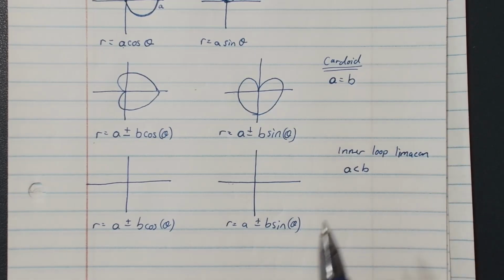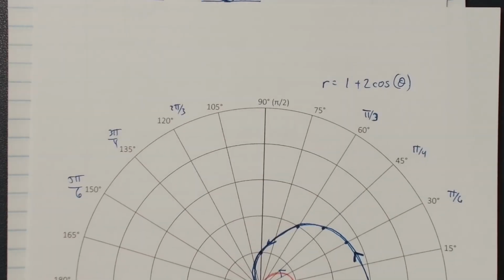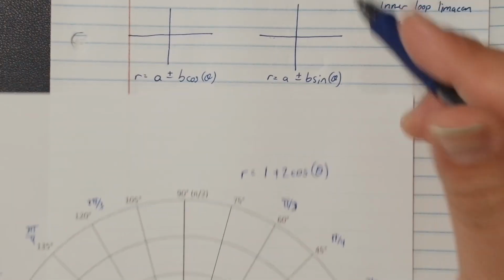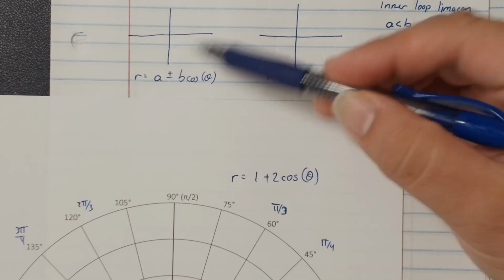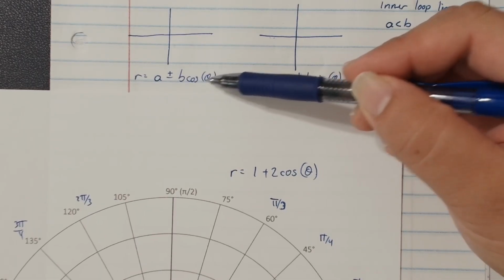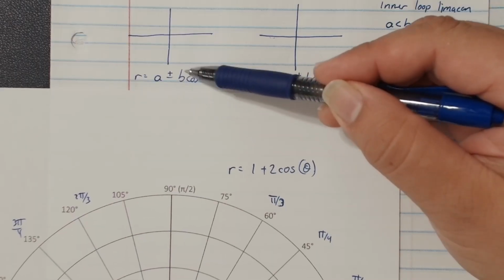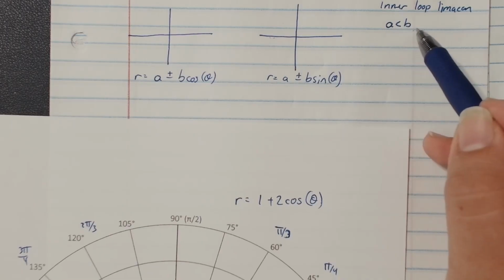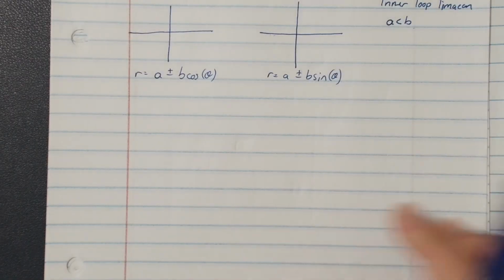And an inner loop limaçon is actually what we graphed earlier. Right here, r equals 1 plus 2 cosine theta. That's going to follow this pattern. All right, 1 plus 2 cosine theta. Here the 2 is bigger than the 1. Here the b is bigger than the a. The a is less than the b. And we got this shape here. And in fact, that's what you're supposed to get.